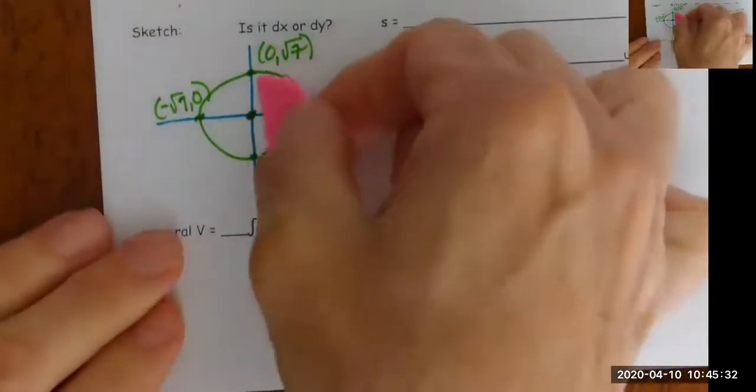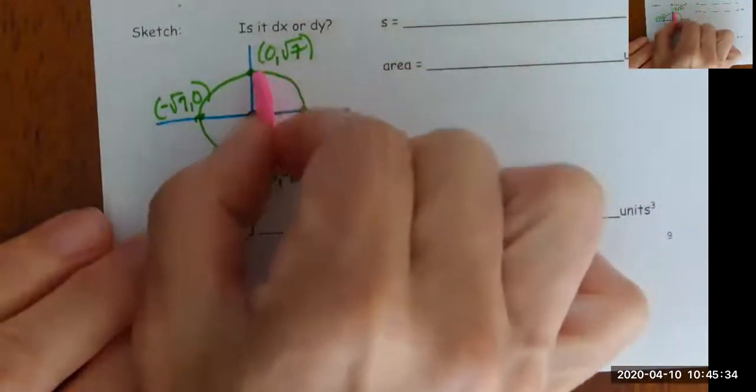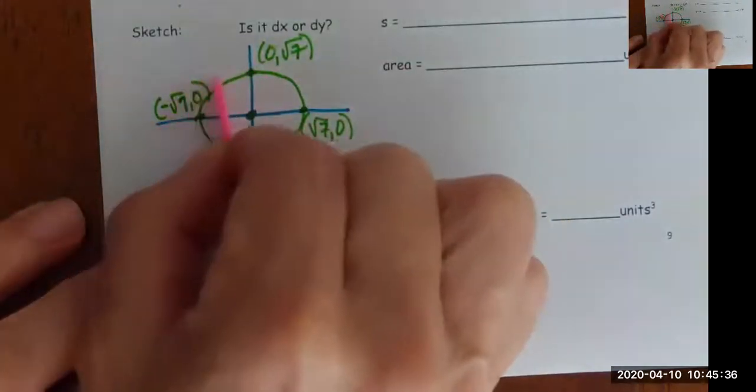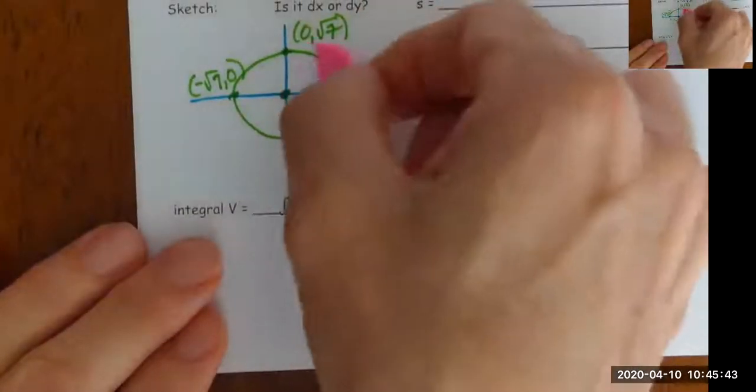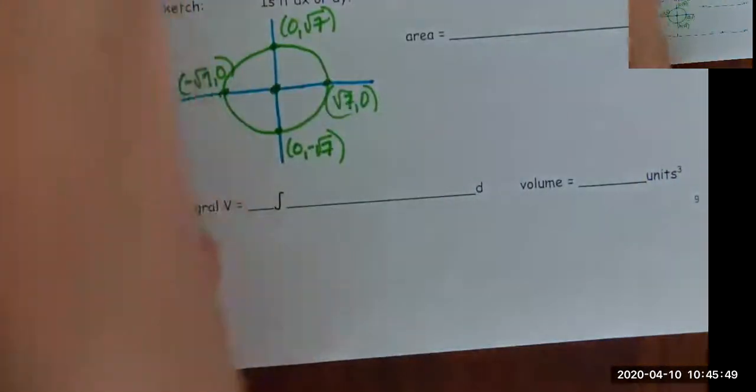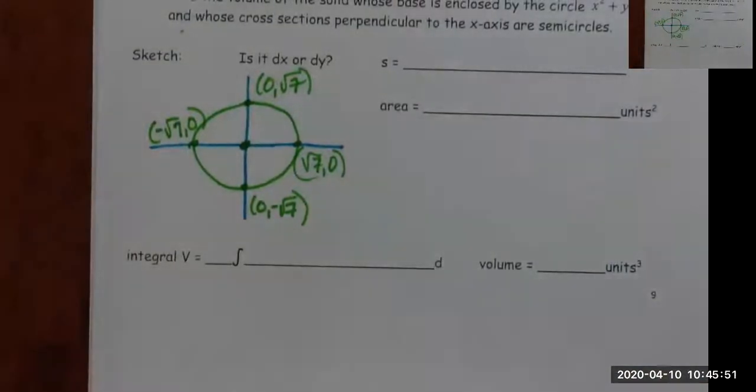So if you imagine, I've got these semicircles sticking up all the way. So this is going to look like a ball that's been cut in half. So it's half a dome, or a dome on the ground. So we've got semicircles and they're perpendicular here. So here's what we need to think about.